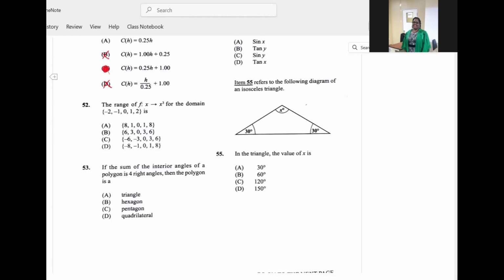The range of f of x. Well, this is another way of saying f of x is equal to x cubed, for the domain -2 to 2, is what?